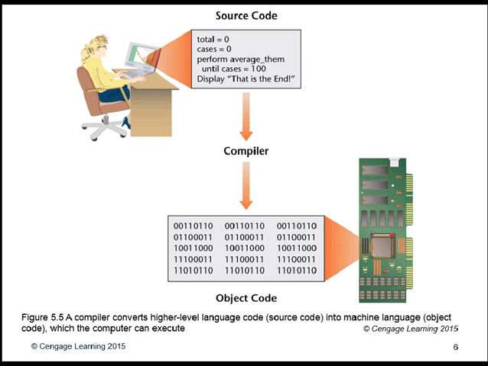And here we see a programmer entering in source code. A compiler translates that into object code, in other words, a language the machine can understand, or machine language, which is a series of bits, zeros and ones.